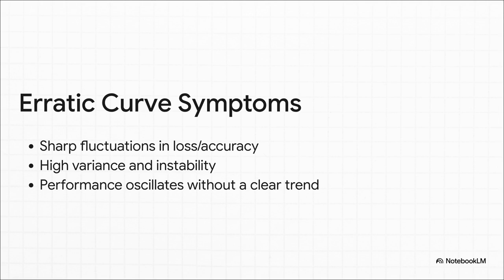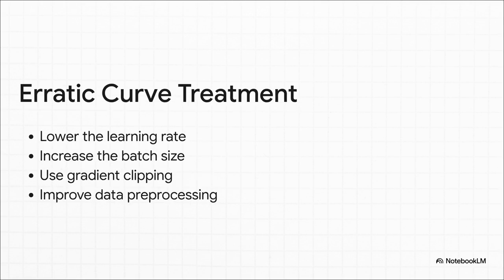The model is trying to learn, but it's taking such giant leaps that it keeps overshooting the best answer, again and again. To calm this patient down, the first thing you should always try is just lowering the learning rate. Tell it to take smaller, more careful steps. Another great move is to increase your batch size, which helps create more stable, less noisy updates. Both of these will help smooth things out and get you back on a healthy learning path.